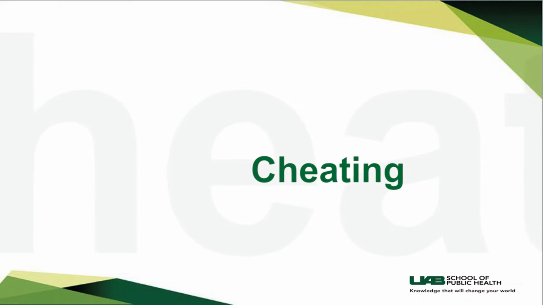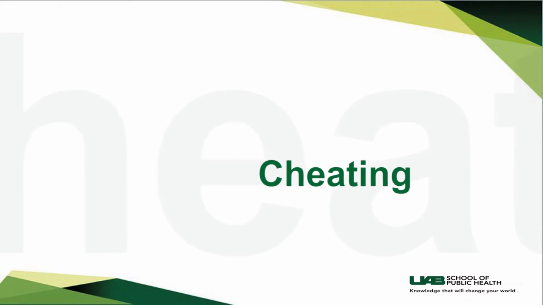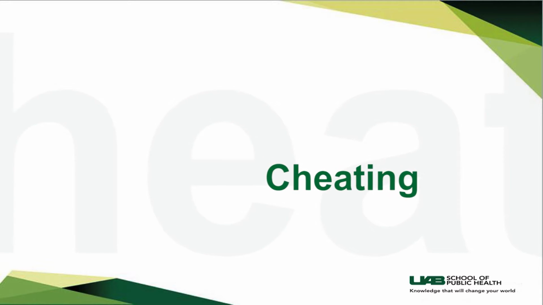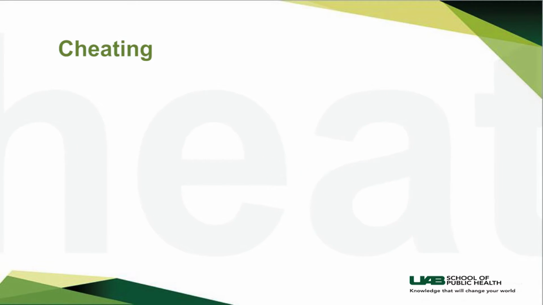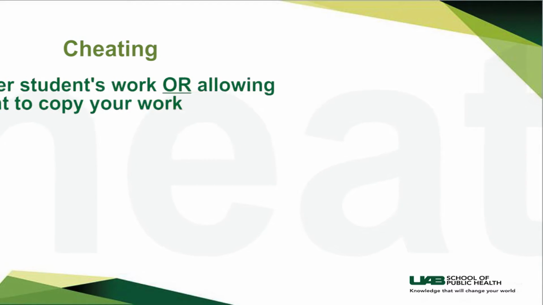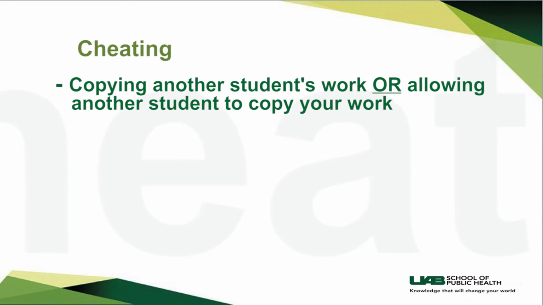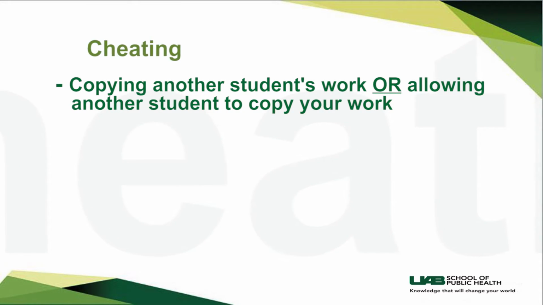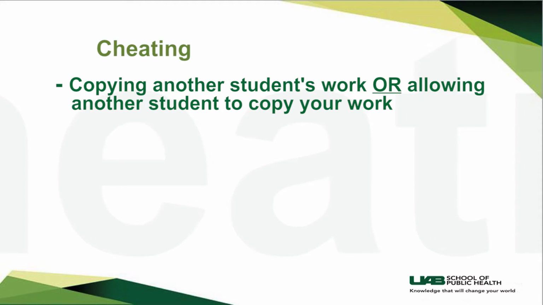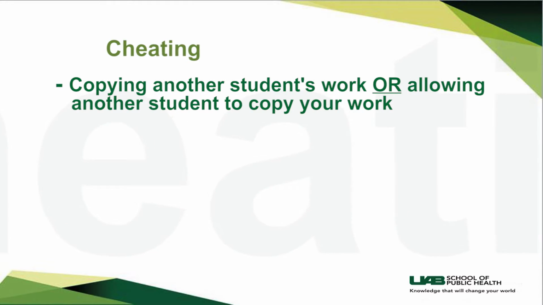And the consequences are the same, whether it's a failing grade on the assignment, a failing grade in the course, or even being dismissed from the program. The most common form of cheating that we see is copying another student's answers on an assignment or an exam. And now that most submissions are electronic, students think that this form of copying can't be detected, but I promise you it absolutely can be. And it's important to note that both copying another student's work or allowing another student to copy your work are both considered cheating and both result in the same penalties under the Honor Code.